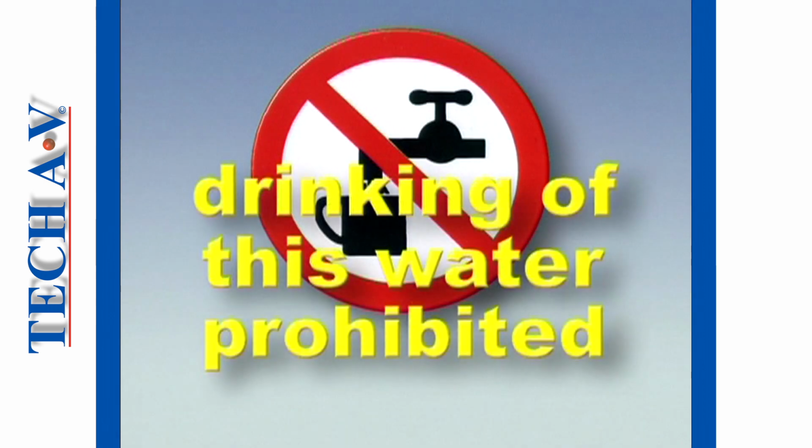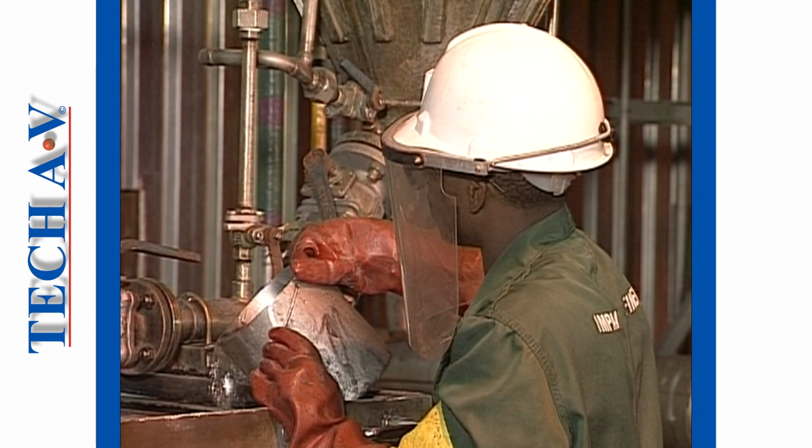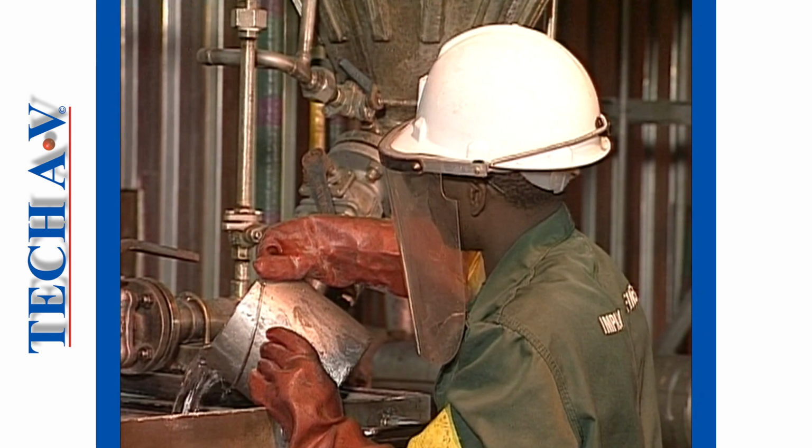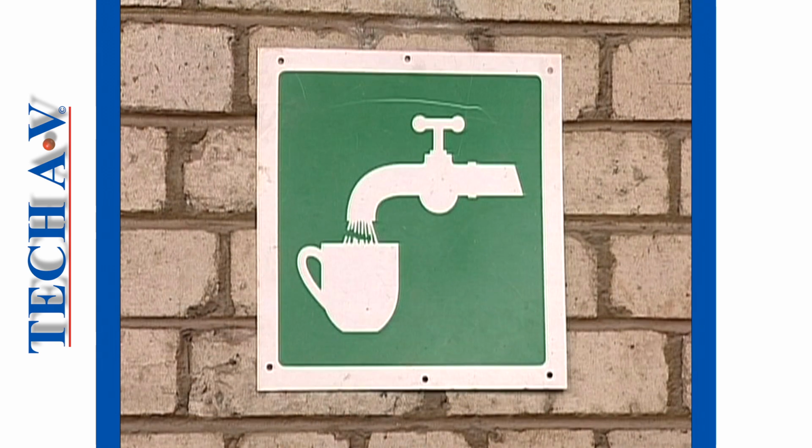The drinking of this water prohibited sign. This sign warns you that the water, be it in a tap, pipe or any other container, is not fit for human consumption. Do not drink this water as it can seriously damage your health. Only drink water where you see this sign.